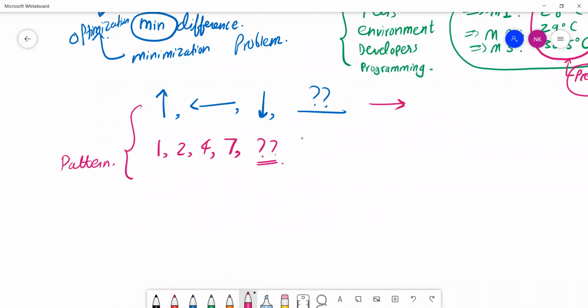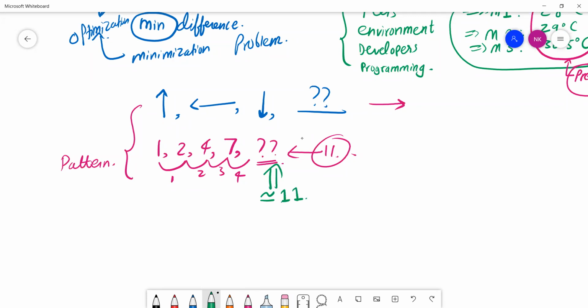The model will be saying that the difference between them is 1, between them it is 2, between them it is 3. So the difference will be 4 and my predicted output will be 11. So what does this mean? I want my model to predict a value that is close to 11, approximately 11. That means the difference is minimum.